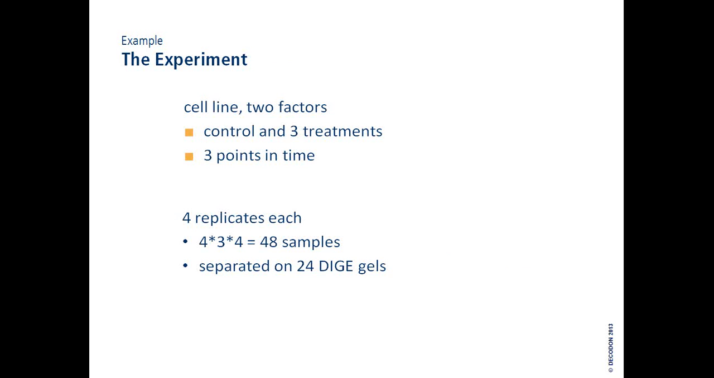The experiment that I will use for you today is a cell line experiment. We have two factors. One is controlled by running different cell lines, a control and 3 treatments, and we have 3 points in time when we take samples, and for each combination of cell line and point in time we have 4 replicates. That means we have 4 times 3 times 4, 48 samples, which are separated on 24 gels. Of course, an internal standard ran with this experiment.